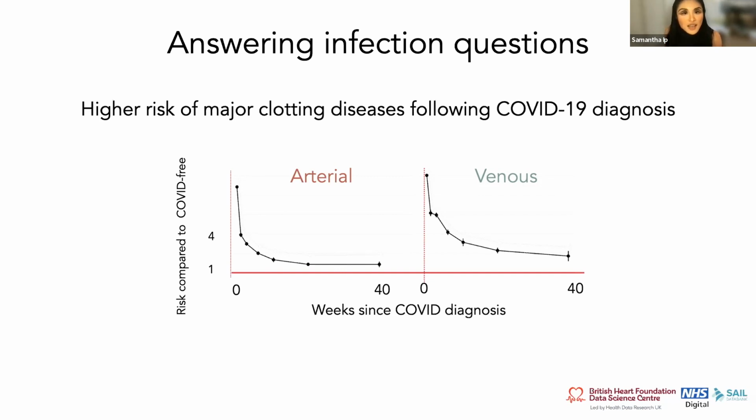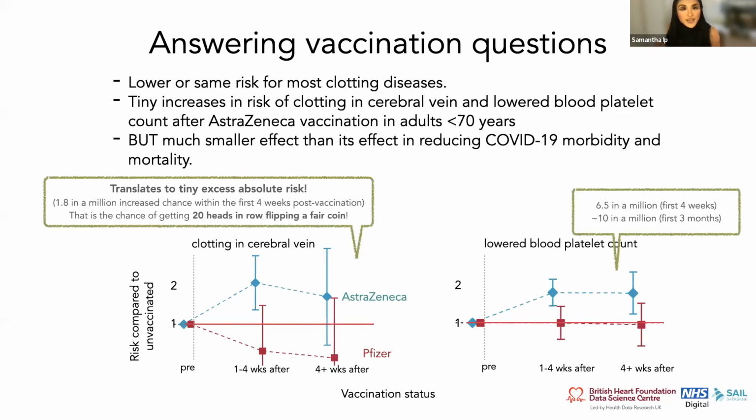to get arterial diseases. And yeah, so what about vaccine complications? Most clotting diseases, we actually see that they maintain the same or even lowered risks after vaccination. While we see an increase in relative risk in 2 rare types of clotting problems, which is the clotting in the cerebral vein, which is the thing that is mostly in the news. And then you also see some lowered blood platelet counts after AstraZeneca vaccination for the under 70s.